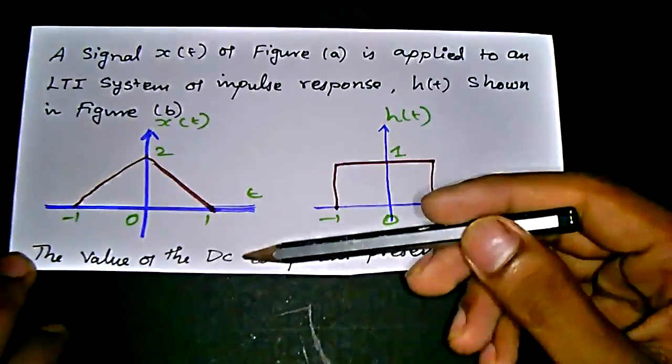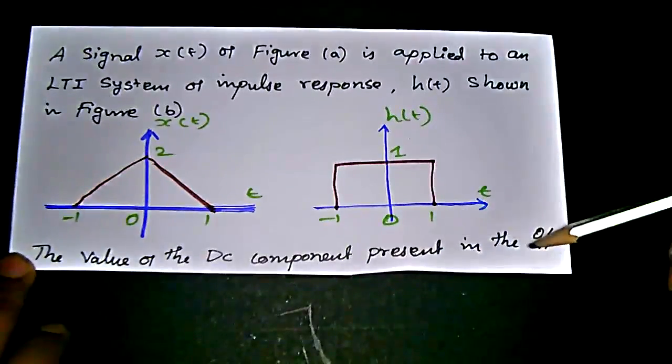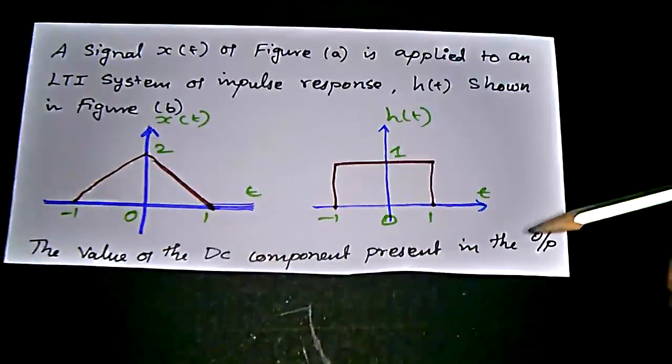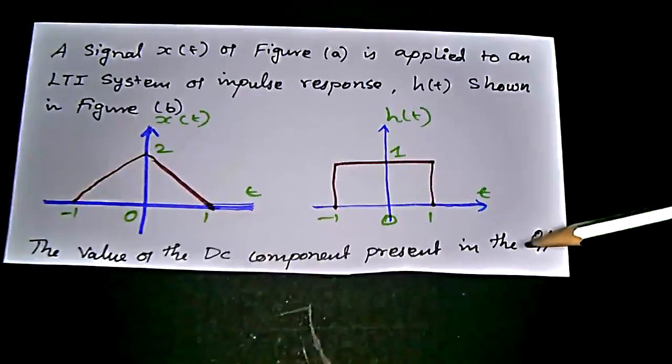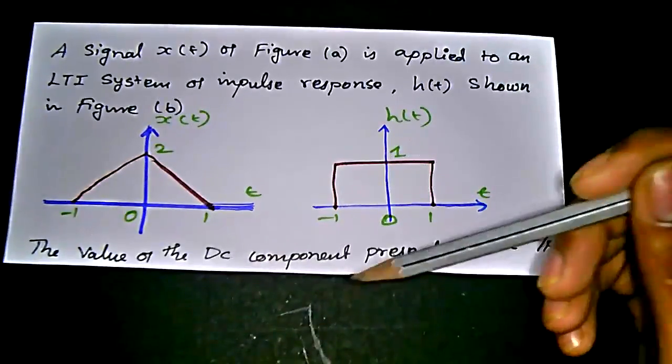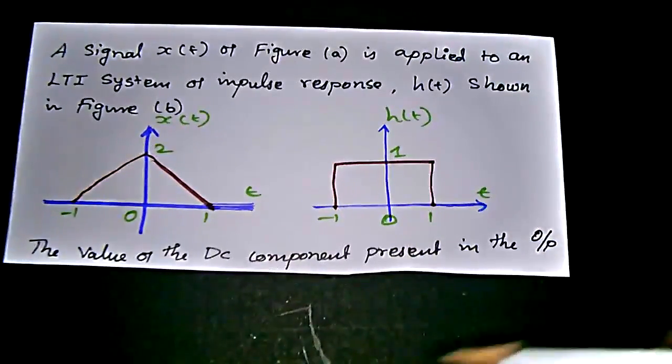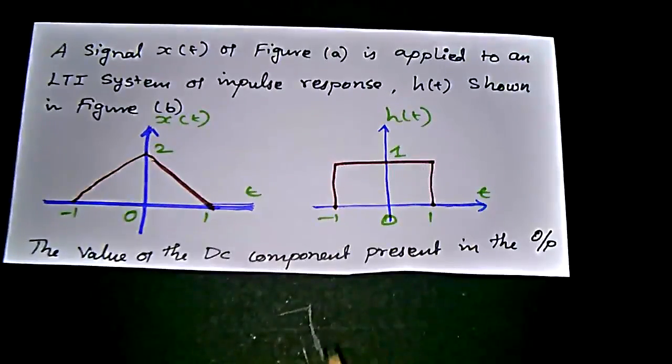We need the value of the DC component present in the output. The result they are looking for is just the DC component. They are neglecting everything else, like the imaginary part and the exponential part. They need just the DC component.